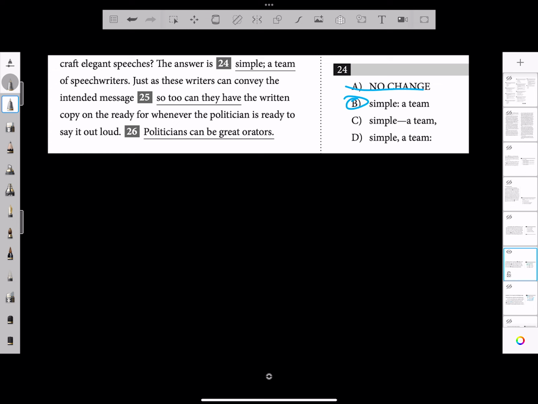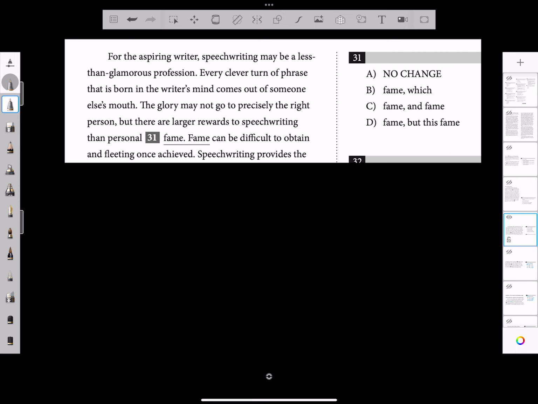D is incorrect because the answer is simple, a team. That is not a full sentence. We need a full sentence before the colon. Pause the video and give it a try.